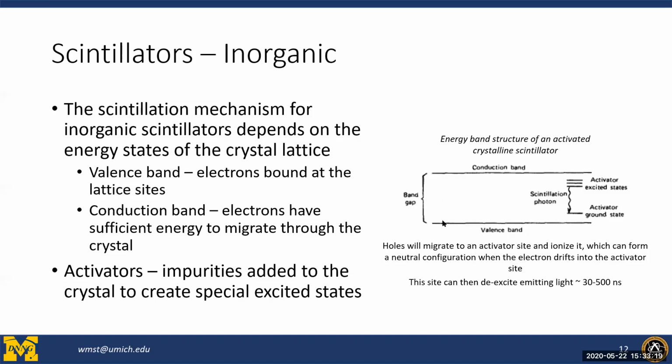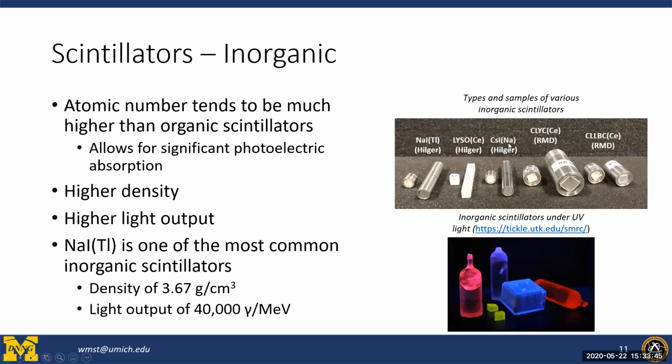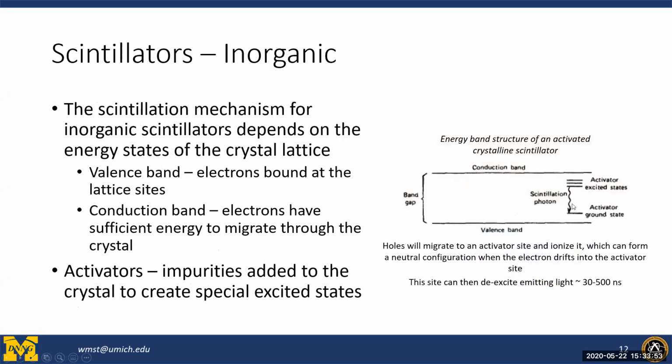However, this light tends to be in the UV range depending on the crystal. So what's generally done is they add an activator. In this case, that's an impurity added to the crystal to create special excited states. And you can see that in this diagram here of that kind of activator. So when we show, for instance, sodium iodide thallium or cesium iodide sodium, this sodium or this thallium is acting as that activator and altering the valence band conduction band structure such that we can get visible light photons. One of the nice properties of this is it can also be used to tailor the wavelength of photons that are emitted. So cesium iodide sodium has a different wavelength emission than cesium iodide thallium, for instance. And that can be used to better acquire the light that we want.